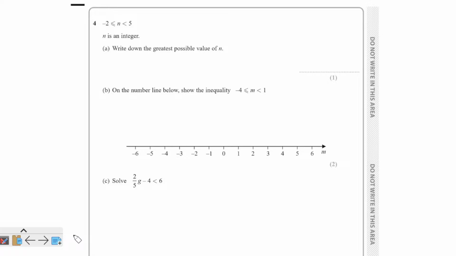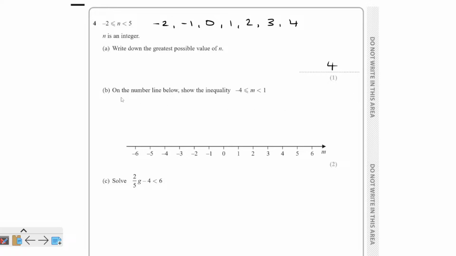Okay, question 4, we've got some inequalities. So they've said that we've got here, -2 is less than or equal to n, which is less than 5. n is an integer, so a whole number. Write down the greatest possible value of n. So in terms of this, it's saying that n could be -2, -1, 0, 1, 2, 3, and 4, because it's not equal to 5, as it is less than 5. So the greatest one is 4.